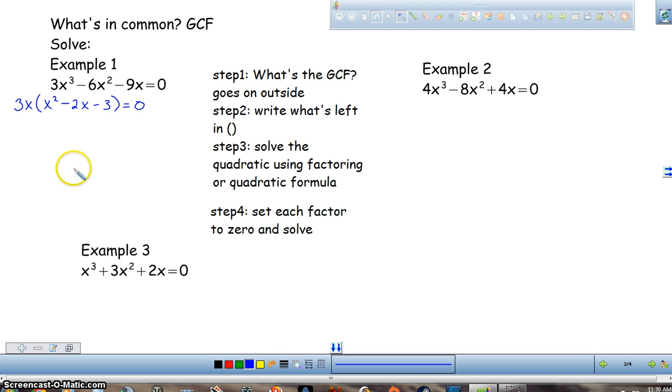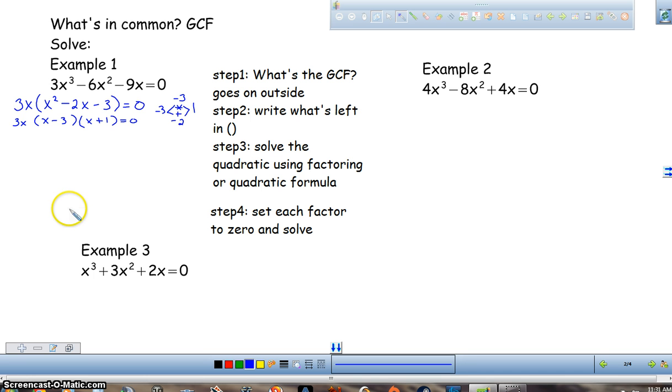Then we're going to solve the quadratic using some factoring techniques, or you can use the quadratic formula if you so desire. So I'm just going to bring down our 3x for the time being. And I believe this one is factorable. What's going to multiply to negative 3 and add up to be negative 2? So we could use a 3 and a 1, and one of those needs to be negative. So negative 3 times 1 is negative 3. Negative 3 plus 1 is negative 2. So we have x minus 3, x plus 1.